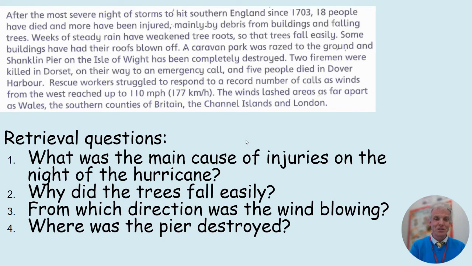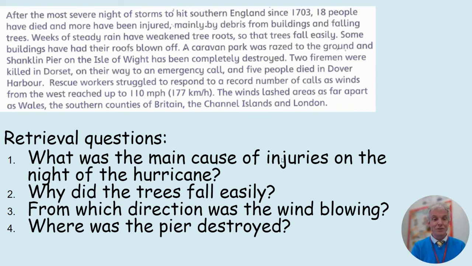Right. Question 2, why did the trees fall easily? What keywords could we look for there? Yes, I think trees, easily, something like that. So let's have a scan through. Trees, here we are. Easily. There's your sentence. Go back to the beginning of that sentence. Weeks of steady rain have weakened tree roots so that trees fall easily. Why did the trees fall easily? Because there were weeks of steady rain which have weakened the tree roots. Done. As easy as that.